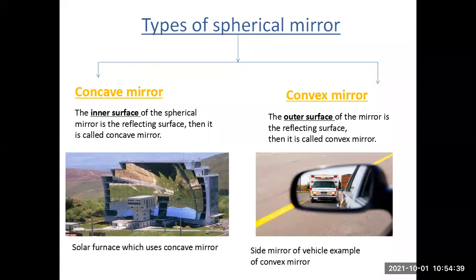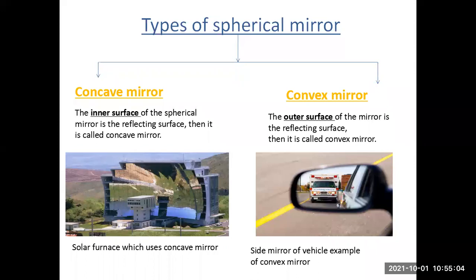This is the example of spherical mirrors, concave mirror and convex mirror. The famous example of a concave mirror is the solar furnace. Okay, a solar furnace uses concave mirrors. The side mirror of a vehicle is an example of a convex mirror. Okay, again you can see the difference.